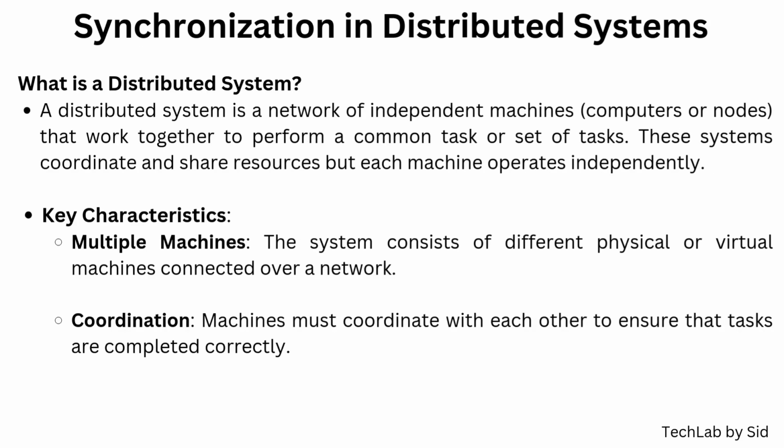Let's discuss synchronization in distributed systems. A distributed system is a network of independent machines, or nodes, that work together to perform common tasks. These systems coordinate and share resources, but each machine operates independently. The key characteristics of a distributed system include multiple machines connected over a network and the need for coordination between them to ensure tasks are completed correctly.